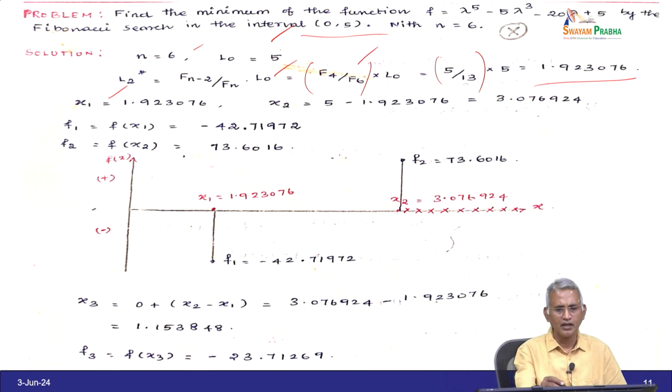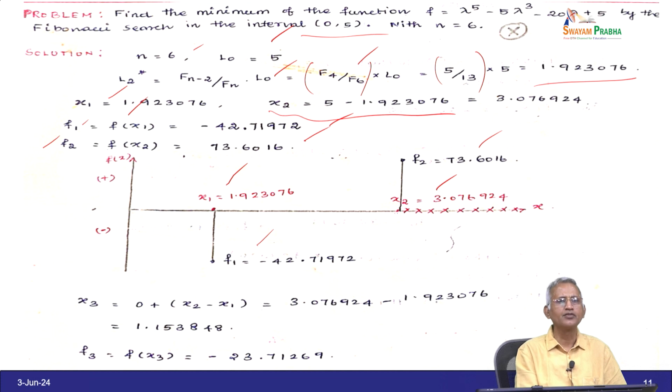So, choose x1 equal to 1.923076 and x2 is nothing but 5 minus x1 equal to 3.076924. Therefore, f1 is f of x1 equal to minus 42.71972 and f2 equal to f of x2 equal to 13.6016. Now, we have x1 and x2 with corresponding f1 and f2.